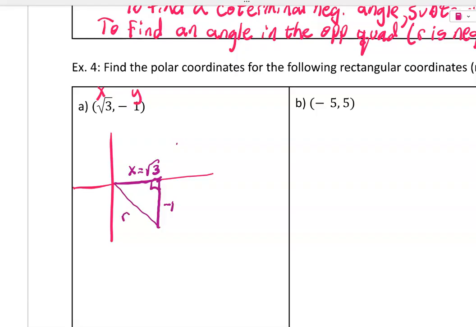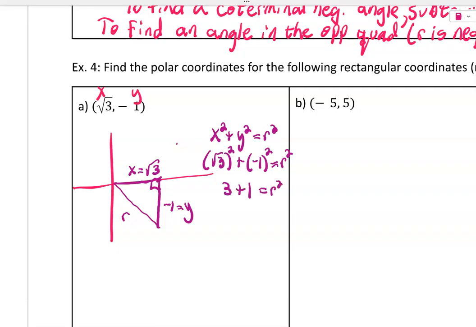And you might say, well, gosh, could I find r? You bet. You could say x squared plus y squared equals r squared. So I'm going to have root 3 squared plus negative 1 squared equals r squared. So I'll have 3 plus 1 equals r squared. That's 4 equals r squared. And r equals, when you take a square root, notice I don't even have to do a plus minus because r has to be positive. R is going to be 2.